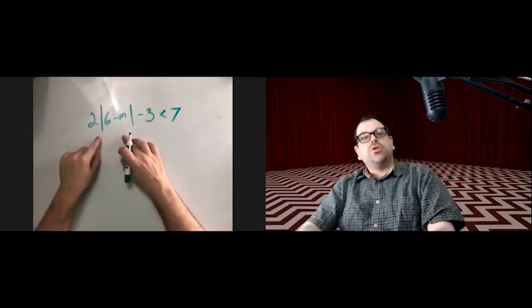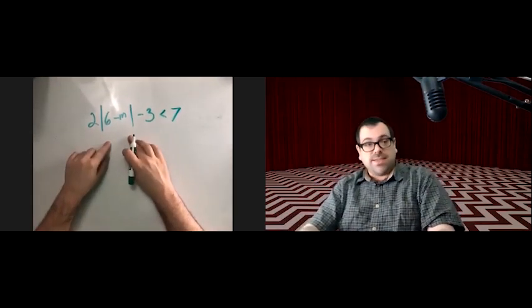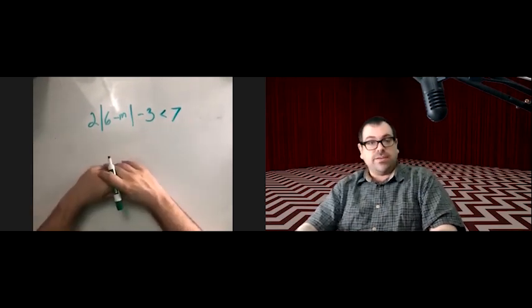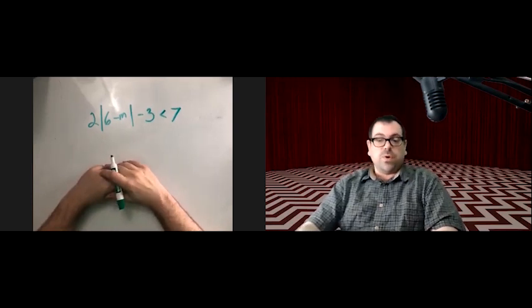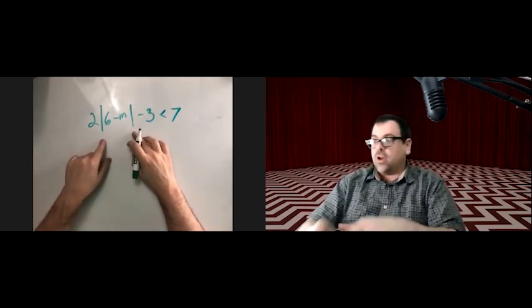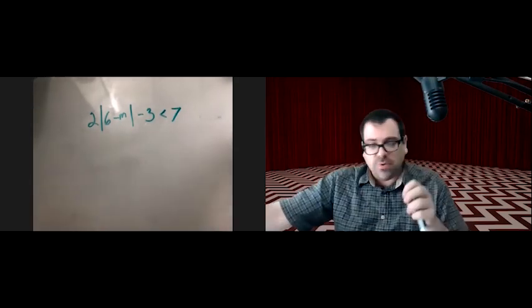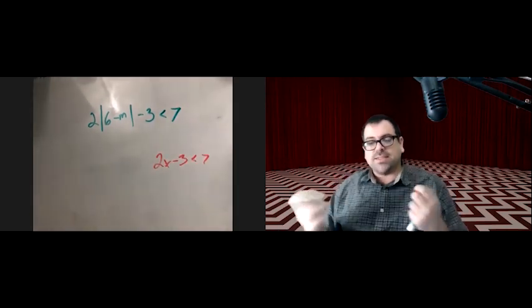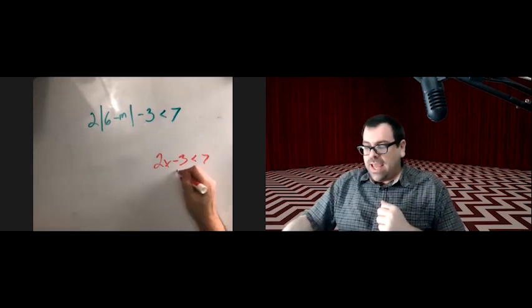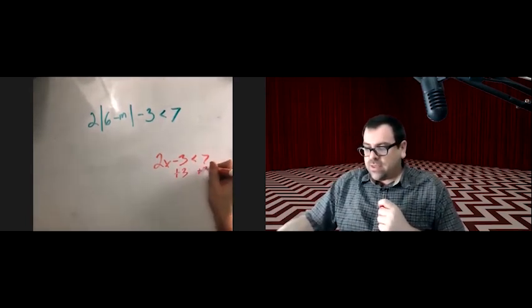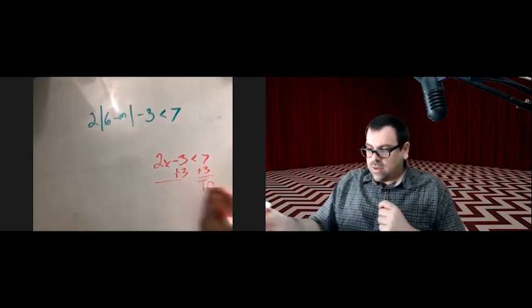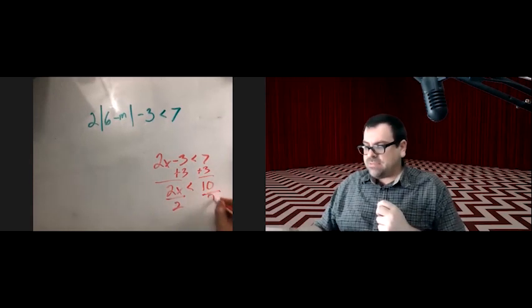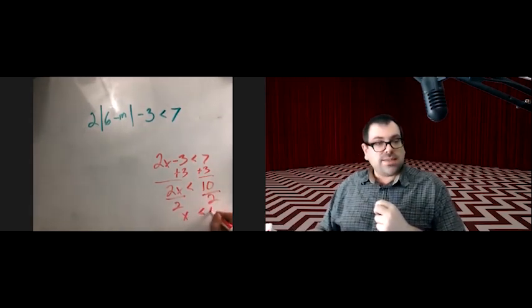Okay, 2 times the absolute value of 6 minus m minus 3 is less than 7. So we want to get the absolute value by itself. Pretend for a moment, this is not the problem, but pretend for a moment we had 2x minus 3 is less than 7. What would we do? We would add 3 to both sides. 2x is less than 10. We would divide both sides by 2. x is less than 5.